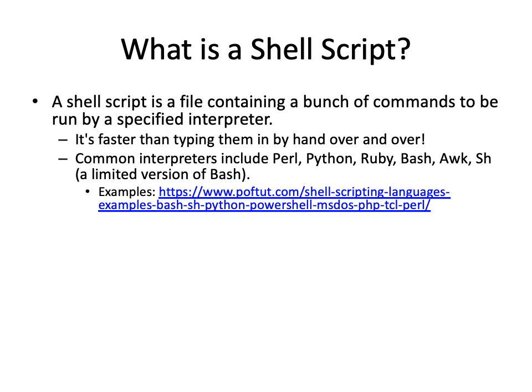Now there's a bunch of different interpreters that you could use for different kinds of shell scripts. You could have a Perl shell script, you could have a Python script, you could have a Ruby, Bash, Awk, or SH, often called shell script. SH is basically an older version of Bash. If you want to see some more examples of what these look like in different languages, you can see this link here.